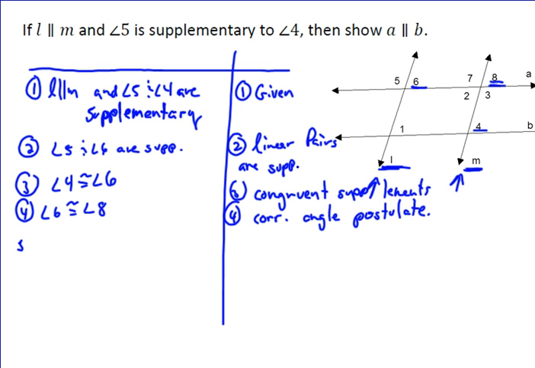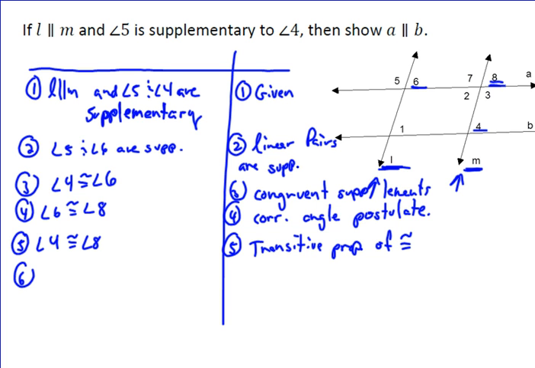Now hopefully you can see that angle 4 is congruent to angle 8 by the transitive property of congruence. The transitive property of congruence is always our friend, a very powerful theorem. We try to use it all the time. Anytime you're trying to show two things congruent, the transitive property is going to be a nice way to get there if you can use it. It's something you should look for, just like the congruent supplements theorem should be something you look for if you're given a statement about supplementary angles.